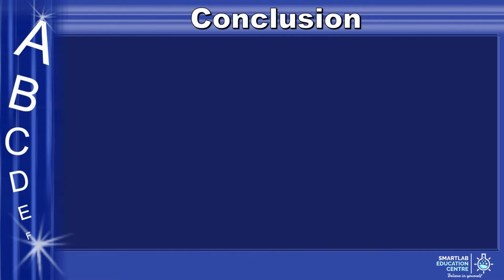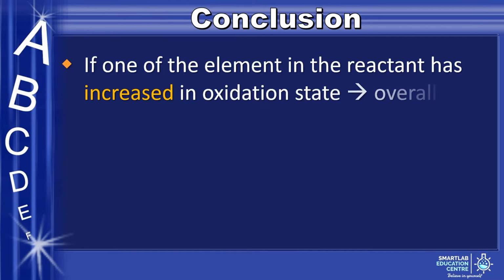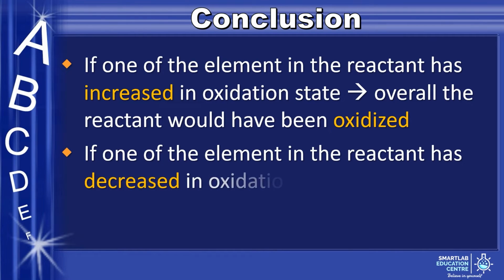In conclusion, if one of the elements in the reactant has increased in oxidation state, the reactant would have been oxidized. While if one of the elements in the reactant has decreased in oxidation state, the reactant would have been reduced.